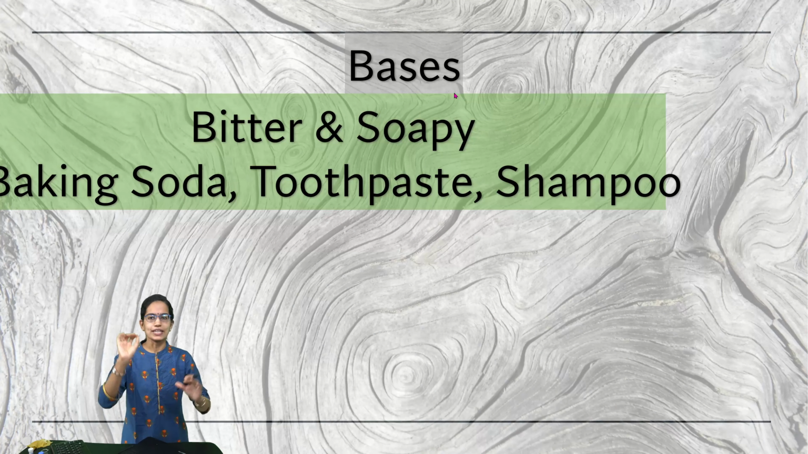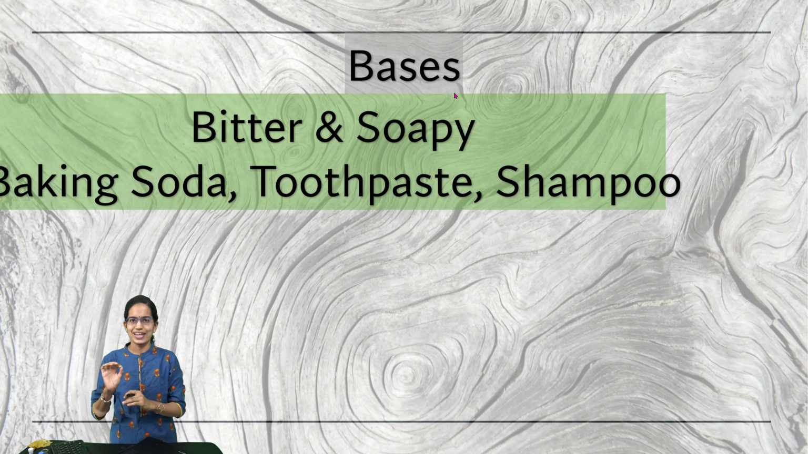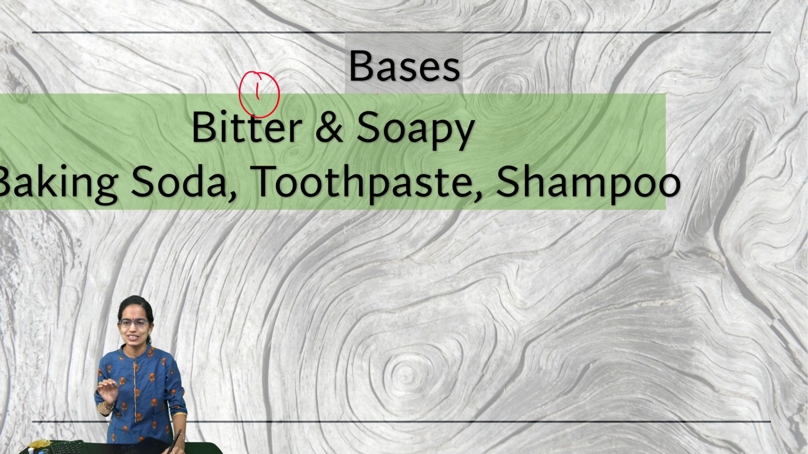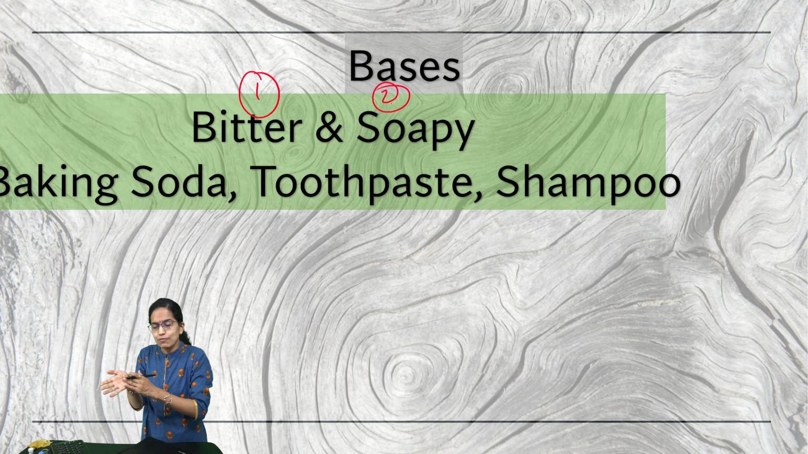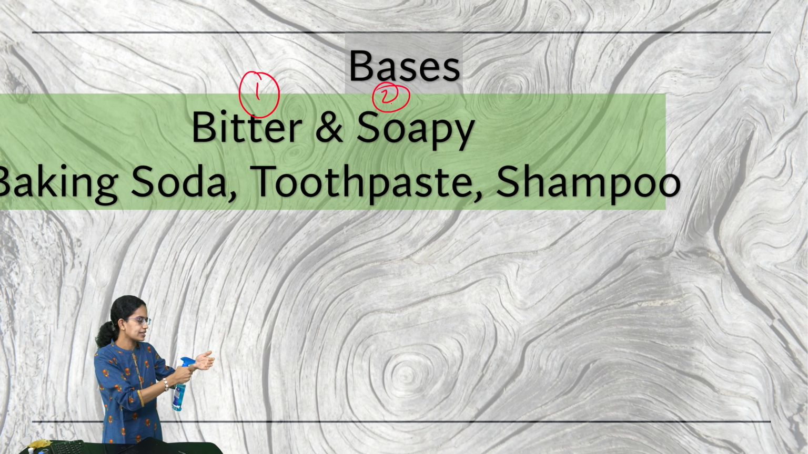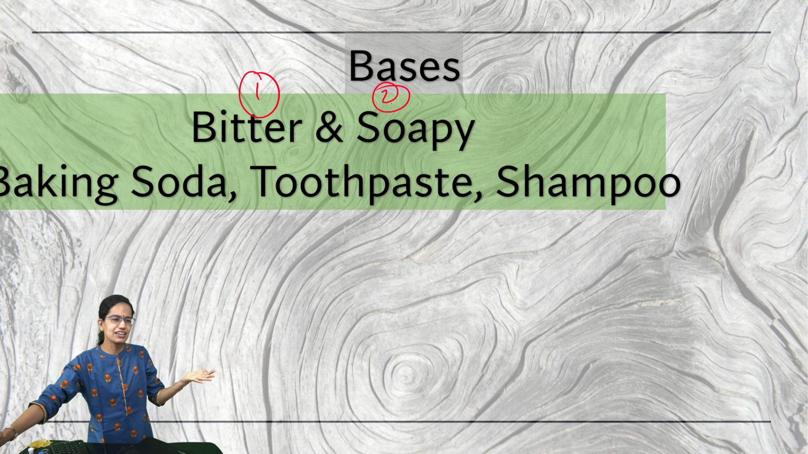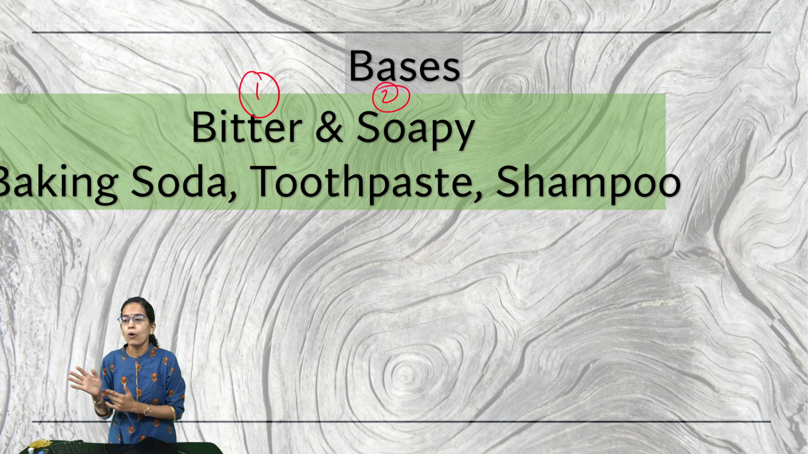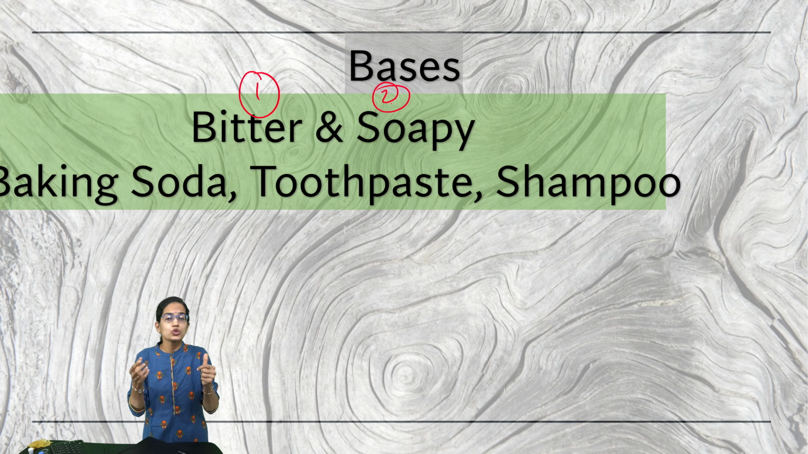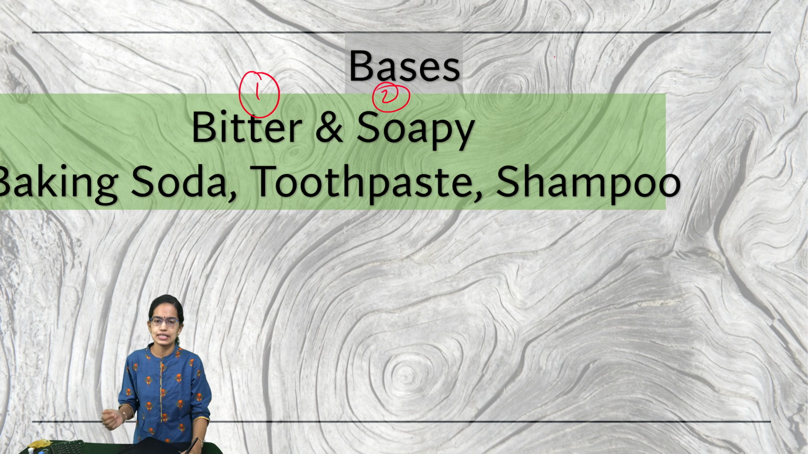What are bases? Now, to identify a base, there are two important characteristics we can understand. Firstly, bases are bitter, and if you touch the base, it gives you a soapy feeling. You would need to wash your hand. I have choline, which is a base here. I spray it on my hand, and definitely it does not give me a good feeling. So it is soapy in nature. Now, what are other examples? Toothpaste, shampoo, baking soda are other examples which are basic in nature.